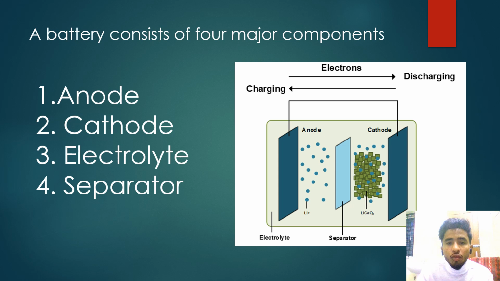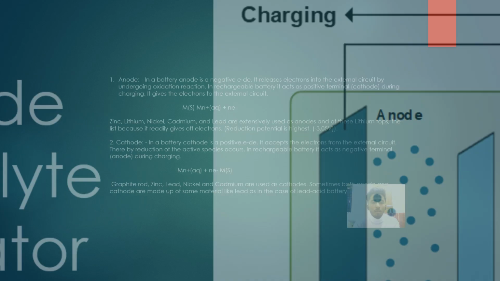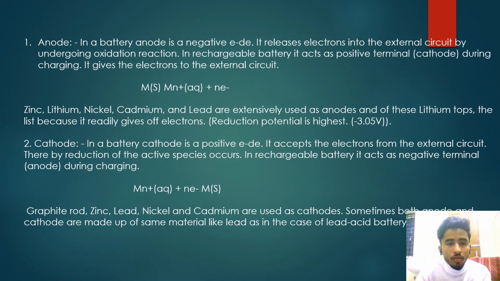The battery consists of four major components. You can see the diagram showing charging and discharging electrons. Here, one plate is the anode and the other plate is the cathode, with Li plus and lithium CoO2. This is the electrolyte and the center one is the separator. First we will discuss the anode, cathode, electrolyte and separator. Let me discuss them one by one, starting from the anode.